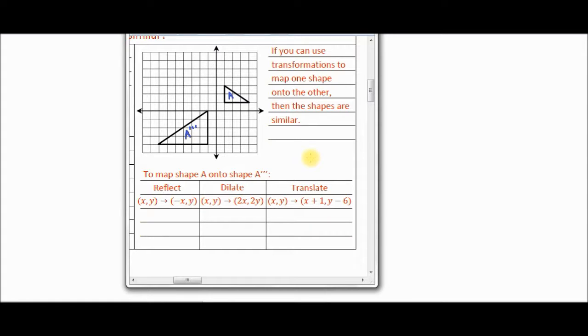Let's take a look. This is a little bit complicated, but we'll go through this process. Let's take a look at the original. This is our original image, or pre-image A. Let's go ahead and write down the coordinates. So let's say this is at 1, 3, and this coordinate is 1, 1, and this coordinate is 3, 1. So there's our original coordinates. Now, to map shape A onto shape A prime, prime, prime, we can use reflection, dilation, translation, and rotation to get from this one to this one.